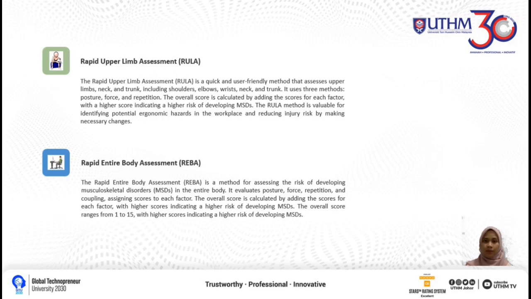Second, rapid entire body assessment. The rapid entire body assessment is a method for assessing the risk of developing musculoskeletal disorder in the entire body. It evaluates posture, force, repetition, and coupling, assigning a score to each factor. The overall score is calculated by adding the score for each factor, with a higher score indicating a higher risk of developing MSD. The overall score ranges from 1 to 15.